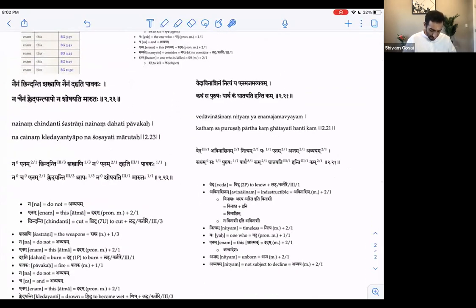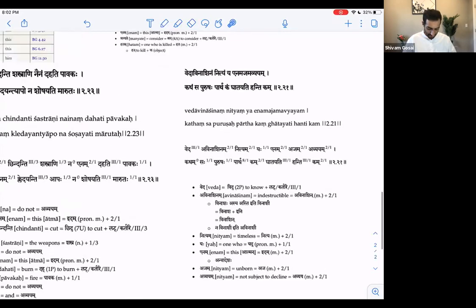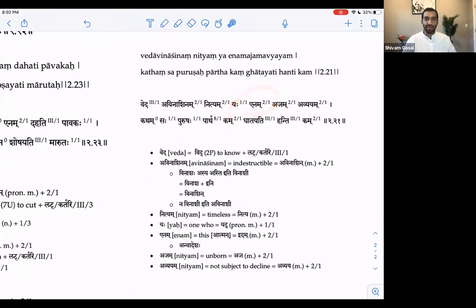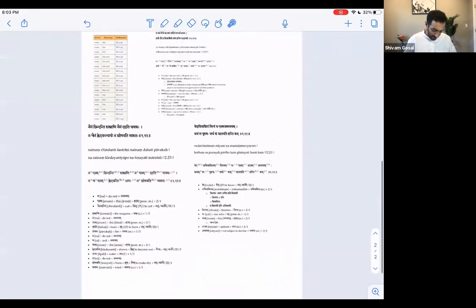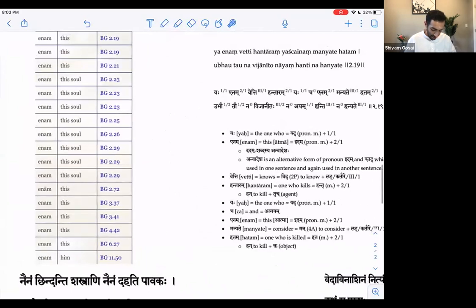Here are some other verses that I pulled. Vedavinashinam nityam ya enam ajam avyayam, katham sa purusha partha kam ghatayati hanti kam. So before today, you might have thought, what is enam? Shivamji never taught me that. He's out of here. Now you know. Enam can be a reference to etad or idam. Ya enam, which is idam Anvadesha, referring to this Atma. Here are some verses that I pulled, but there are a few others you can see on your own as well. But you'll see enam quite a bit.